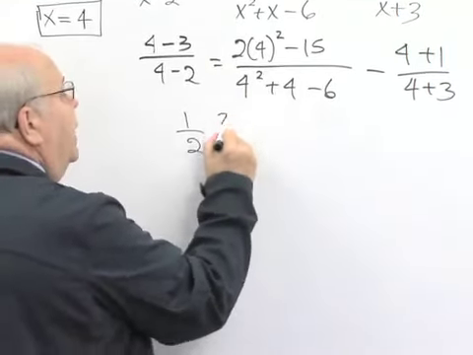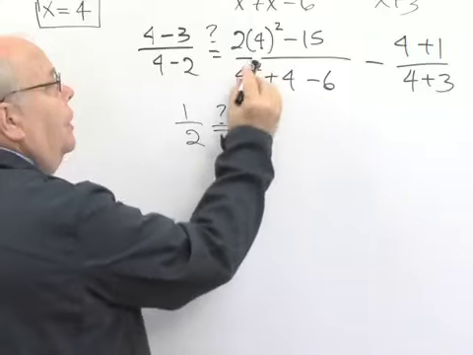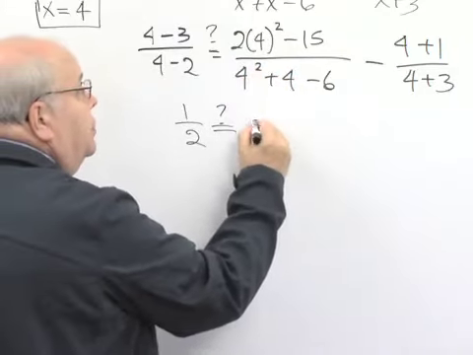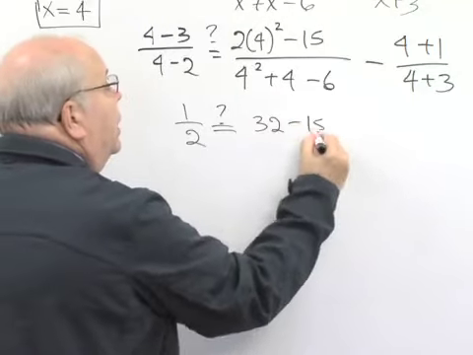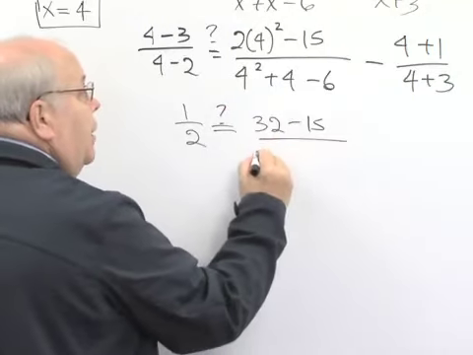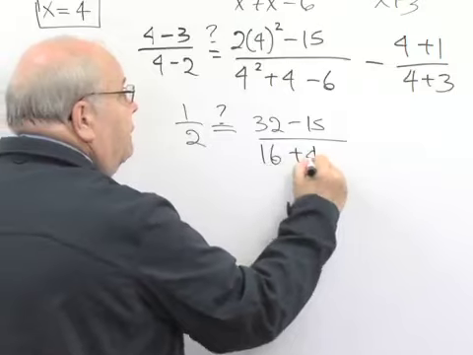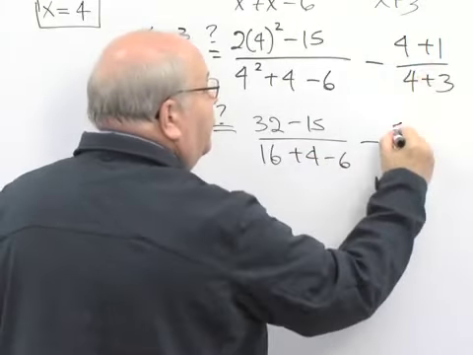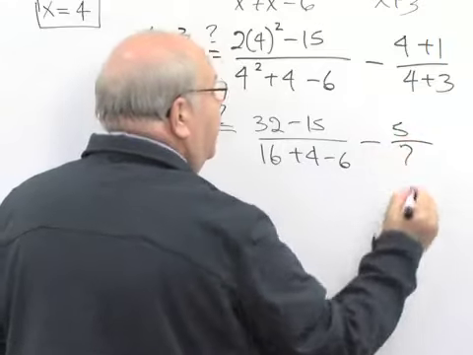And we're trying to find out, is this true? Now 4 squared is 16. 16 times 2 is 32. In our denominator, 4 squared is 16. And we can simplify this fraction right away. 4 plus 1 is 5, and 4 plus 3 is 7.